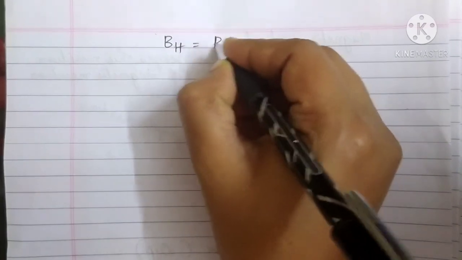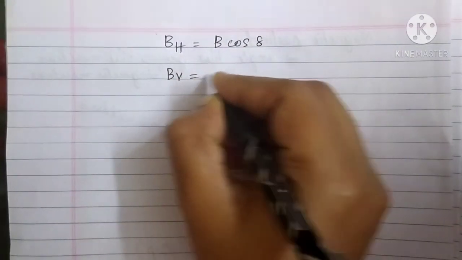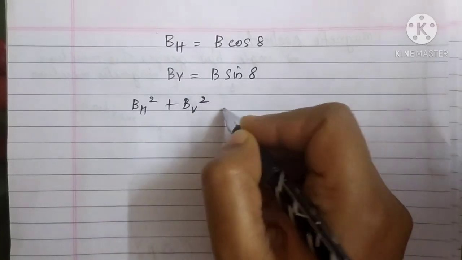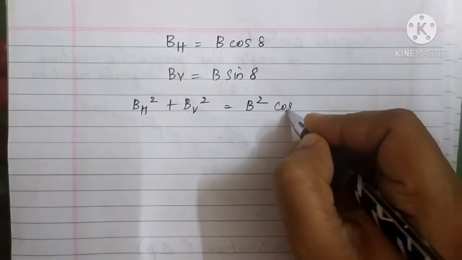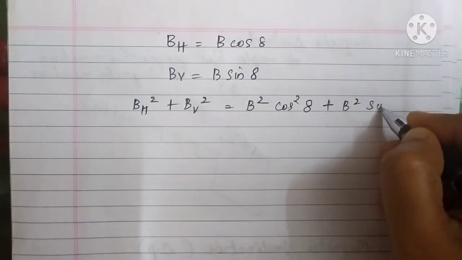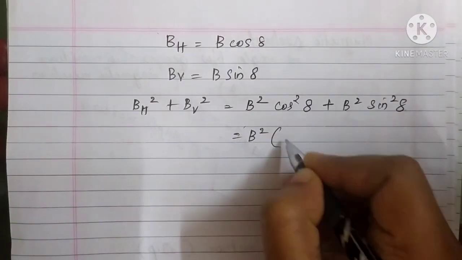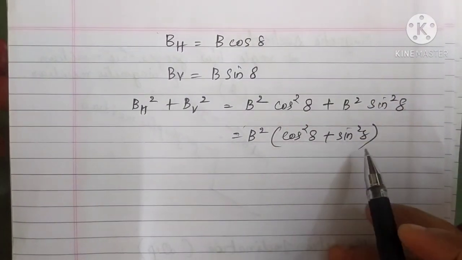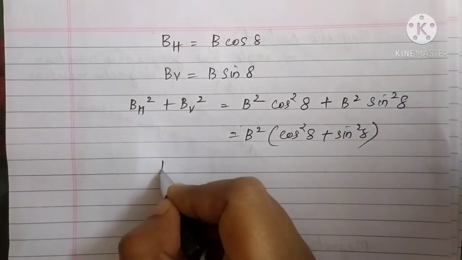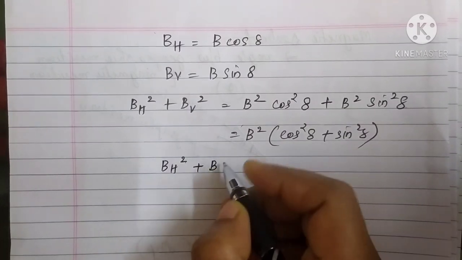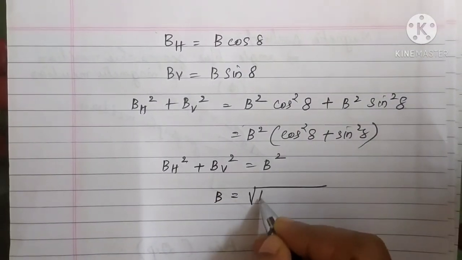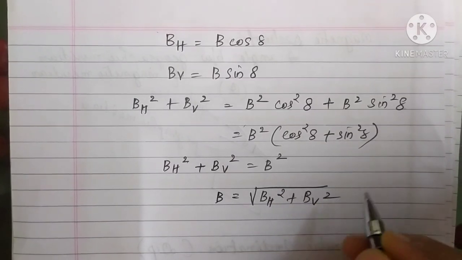Now I am squaring and adding these two terms. We have BH equal to B cos delta and BV equal to B sine delta. Squaring and adding, we get B squared cos squared delta plus B squared sine squared delta. It is B squared into cos squared delta plus sine squared delta, which is 1. So I will get BH squared plus BV squared equal to B squared, or B equals the root of BH squared plus BV squared.